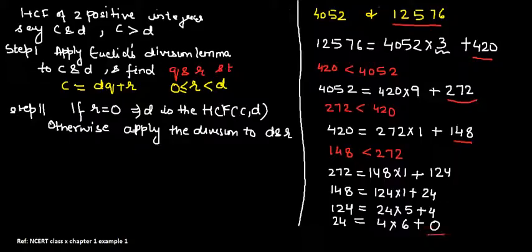So basically what we need to do is come down to a position where our remainder is 0. This means that the HCF of these two numbers, 4052 and 12576, the highest common factor of these two numbers, is equal to 4, the number we last divided our remainder with.